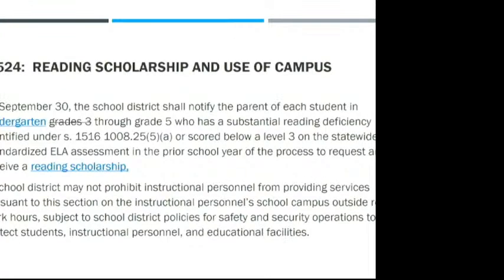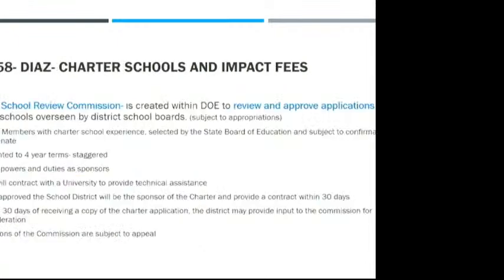They've expanded the reading scholarships that parents can take advantage of. It used to be grades 3 through 5, and it's now kindergarten through 5. That is the only change there. The bottom one, we'll be waiting for state board rule on. This has to do with instructional personnel who want to use school buildings after school for tutoring. We must allow them to.